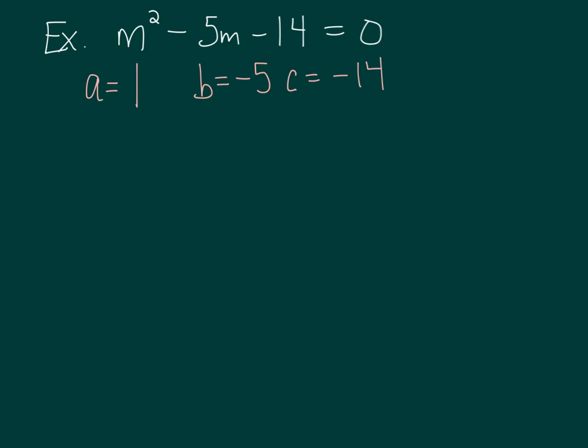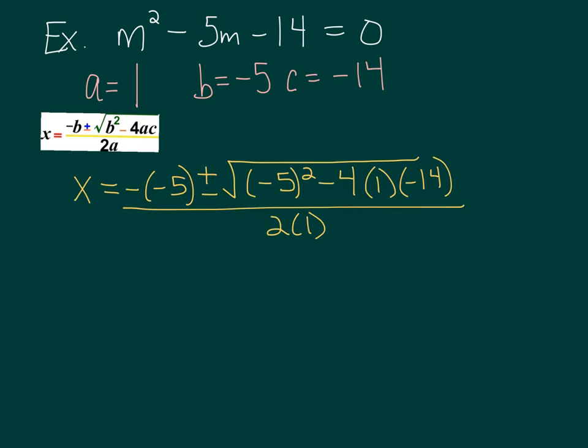So now we're going to plug into the quadratic formula using our a, b, and c values. Okay, notice my use of parentheses. I put parentheses here because it's a negative b, so it's the negative of negative 5, since my b value is negative 5. Plus or minus the square root, got a b squared, so I have parentheses with my negative 5 squared, minus 4 times a times c. My a is 1, my c is negative 14. All over 2a, so 2 times 1.